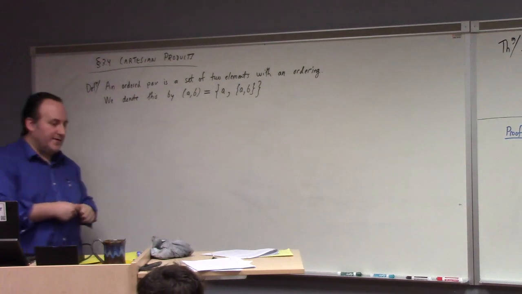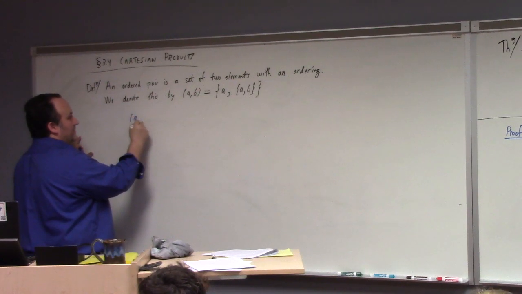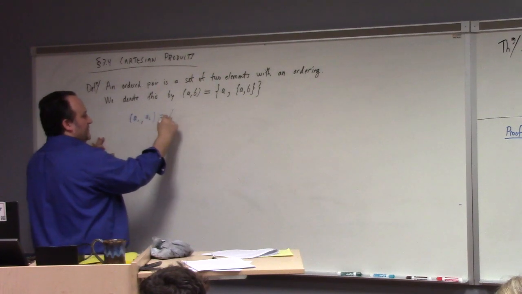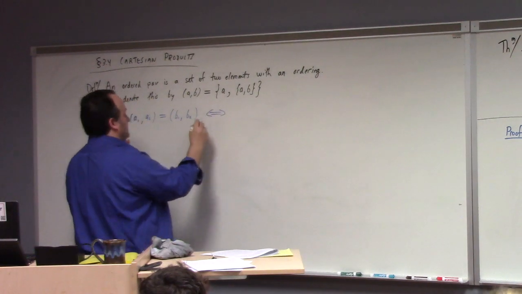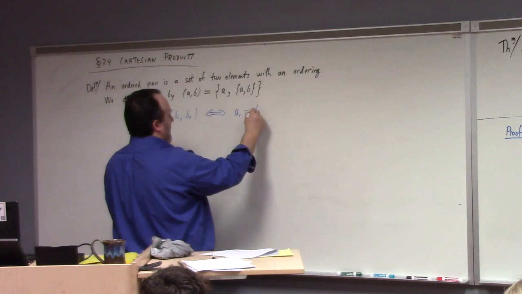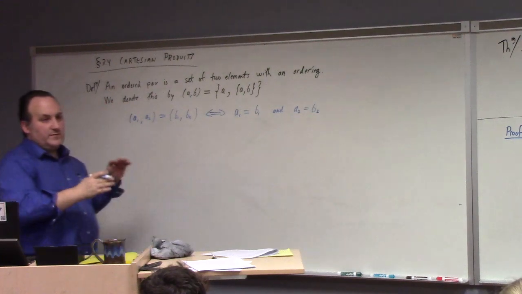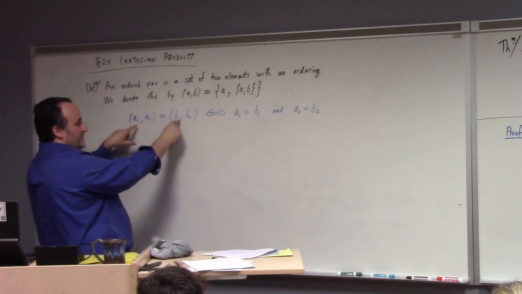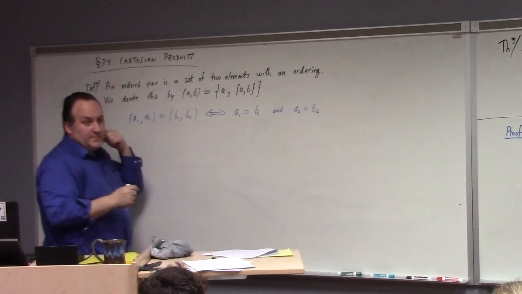The critical thing for an ordered pair is simply this. If we have (a1, a2) equal to (b1, b2), that's true if and only if a1 equals b1 and a2 equals b2. So an ordered pair has an ordering, and if you have two ordered pairs that are equal, the only way they can be equal is if they match up in each of the slots in the ordered pair, right?